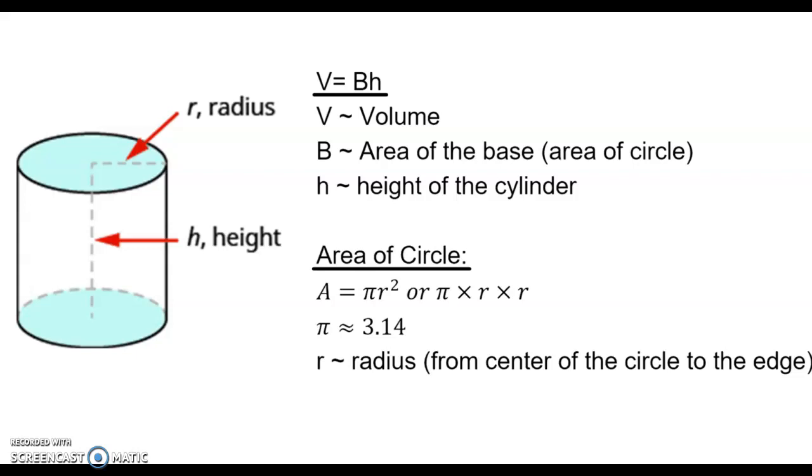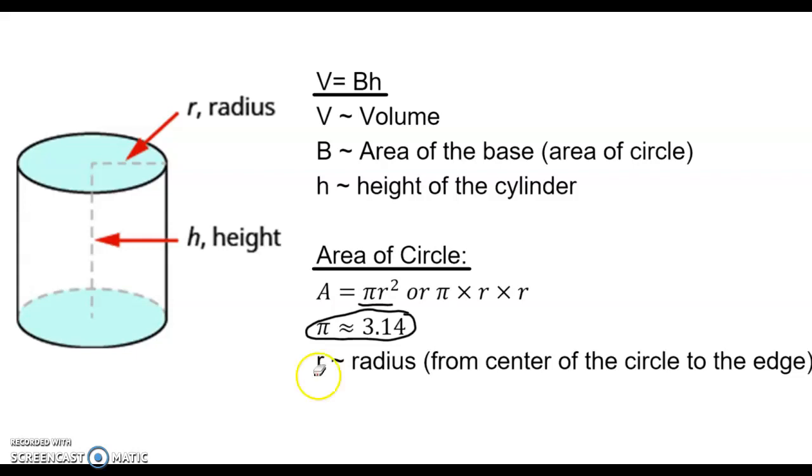Some things to remember is that in order to find the area of a circle, you need to do pi times radius squared, or pi times r squared, where that r stands for the radius. Now, we often use this approximation for pi, 3.14, and that's what we're going to be using today.